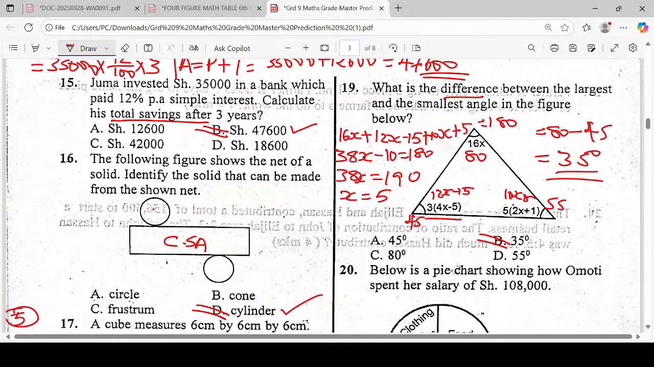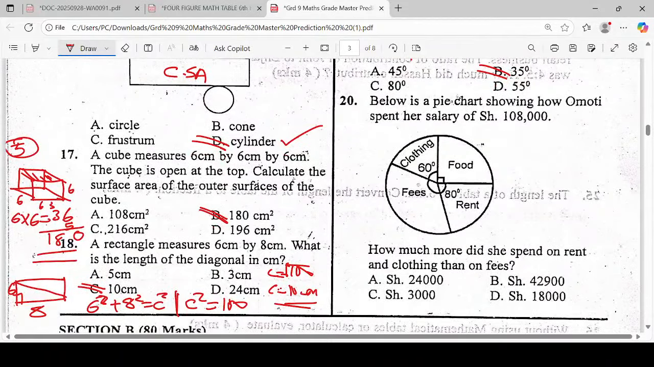Allow me to look at the next part, learners.